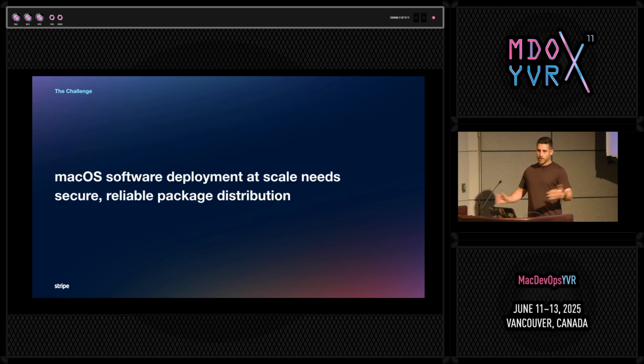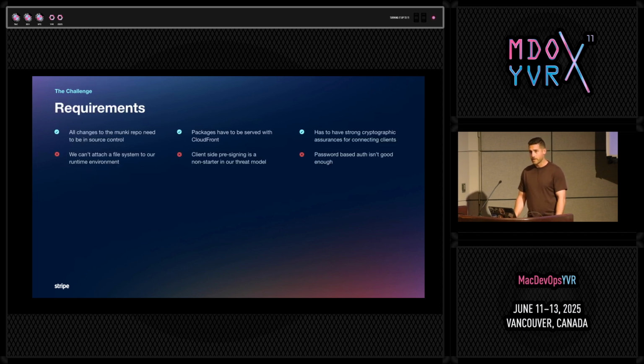Okay, so every problem starts with a problem statement here. Most of you have the same type of problem if you're thinking about Munki. We need to deploy software, it needs to be secure, and it needs to be reliable. And so we had the same problem with three core requirements that we wanted to address. We've talked about GitOps, same type of core requirement.